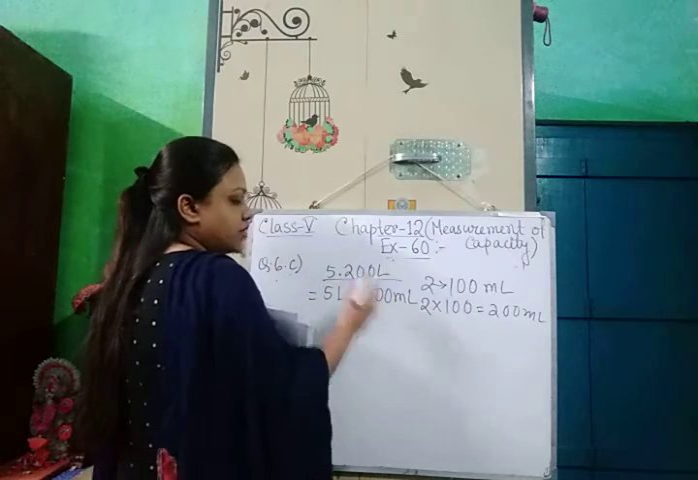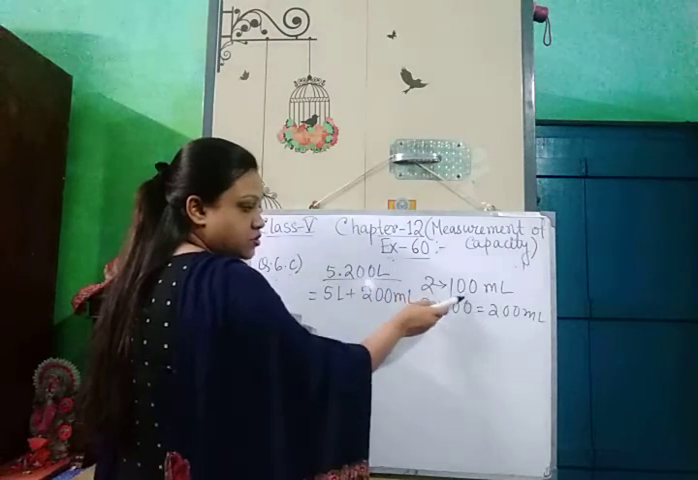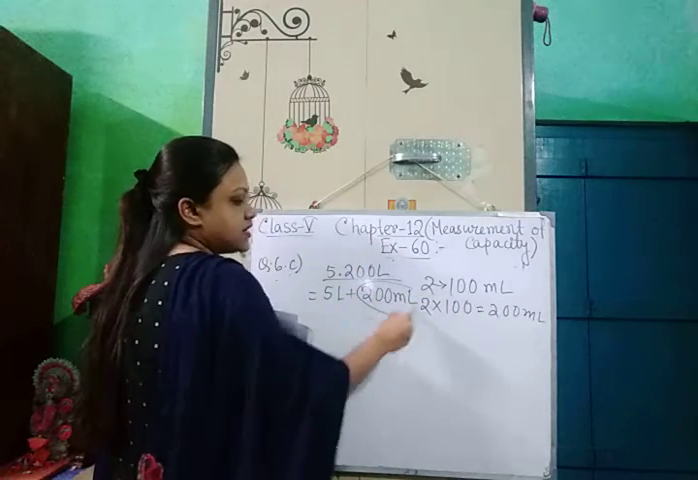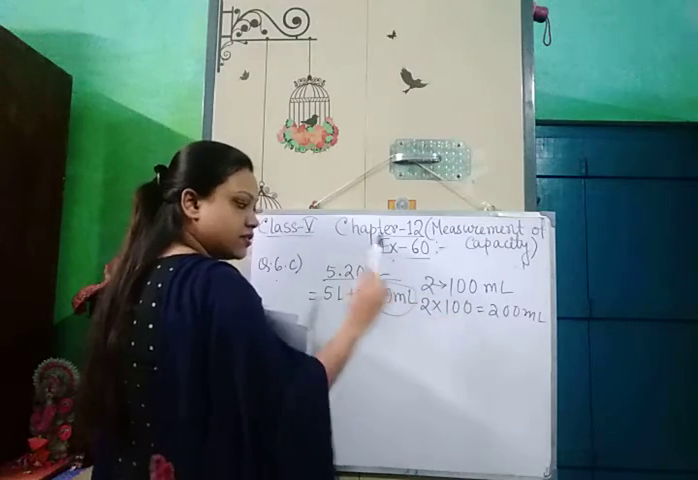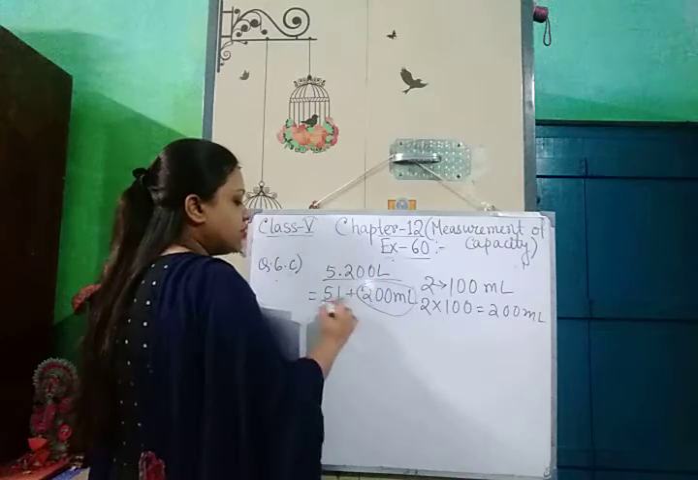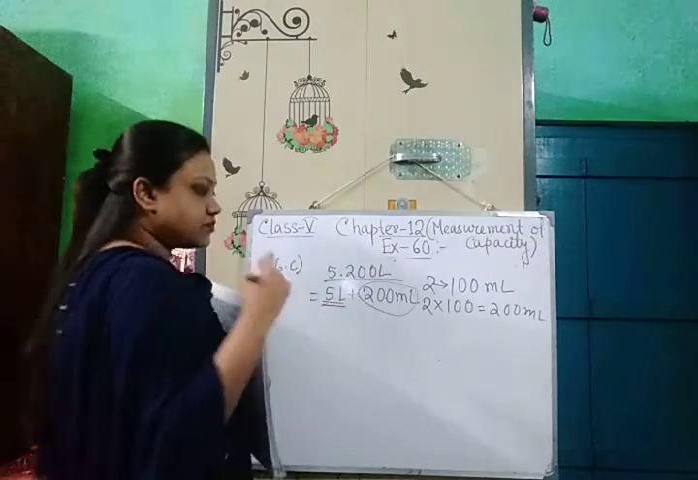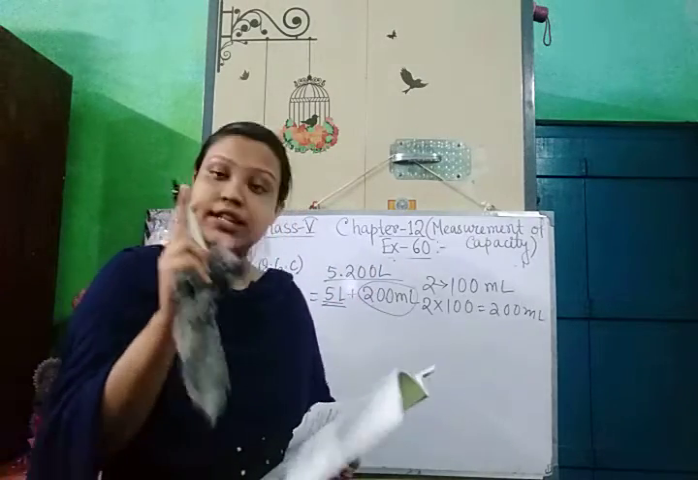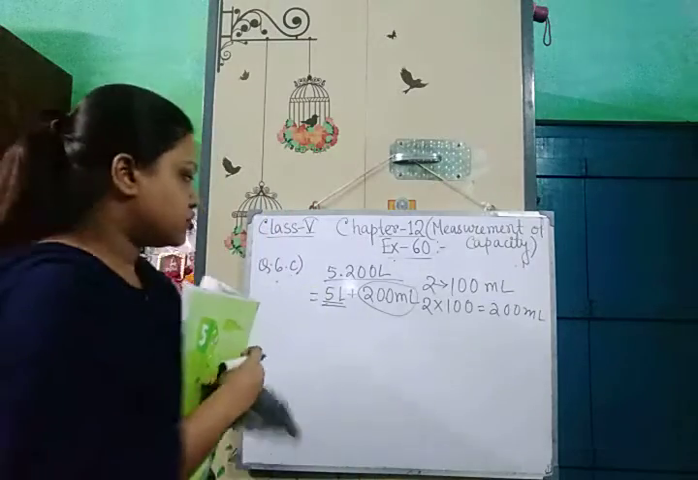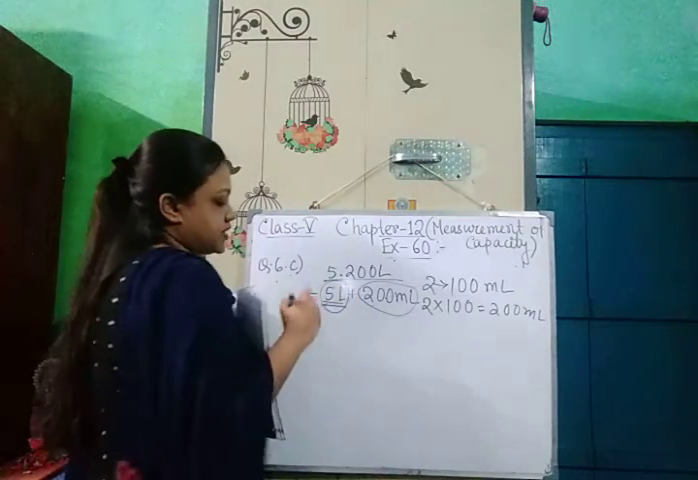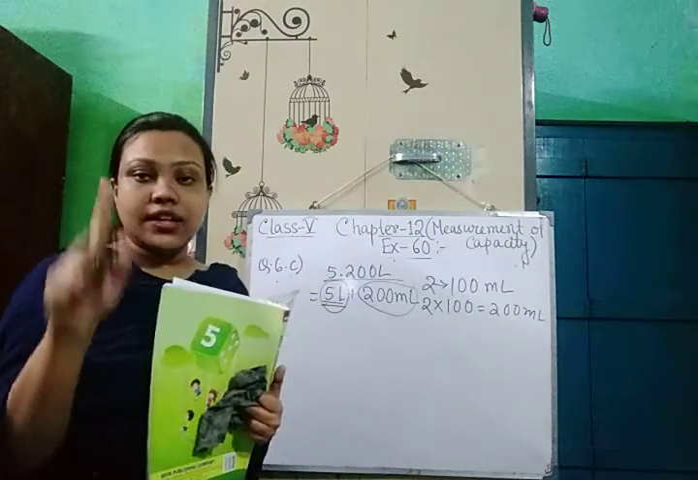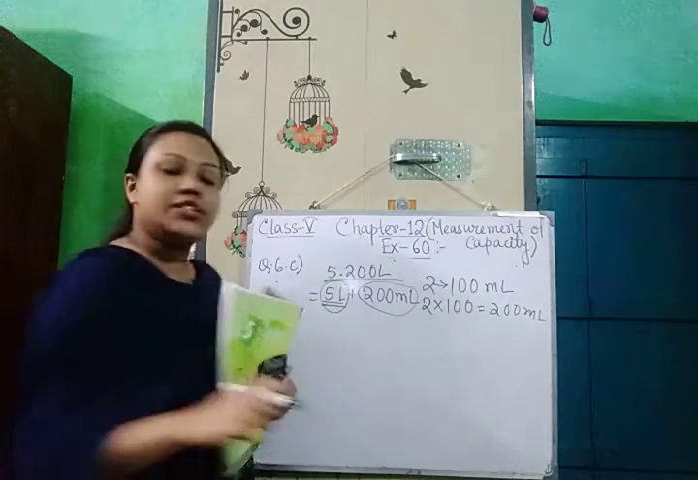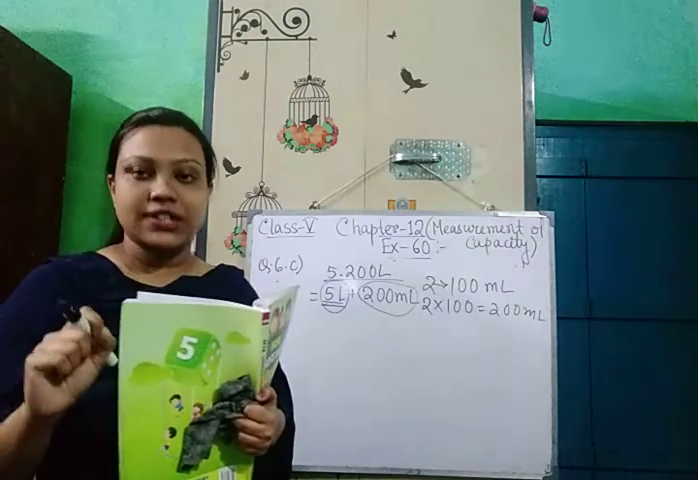So we are already measuring 200 ml using two containers of 100 ml each. So 200 ml we have measured. Remaining is 5 liter. Now in the box we have to write how many 1 liter containers we will use to measure this remaining 5 liter. One container can measure 1 liter, so for measuring 5 liter we will need 5 containers.